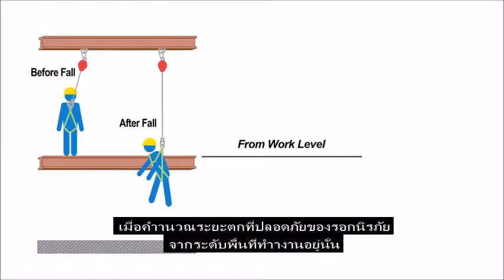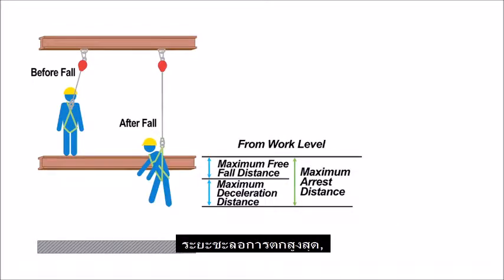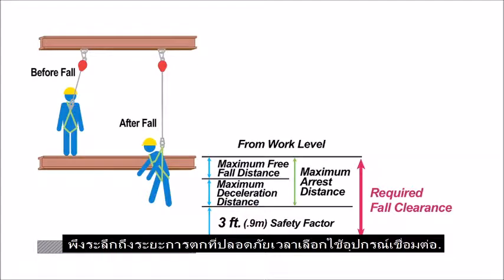When calculating fall clearance for a self-retracting lifeline from the work level, the following must be considered: maximum fall arrest distance and a safety factor of 3 feet. Always know your fall clearance when selecting your connecting device.